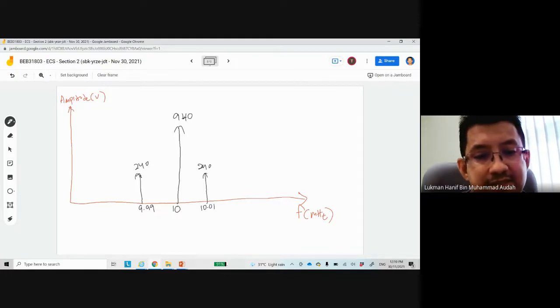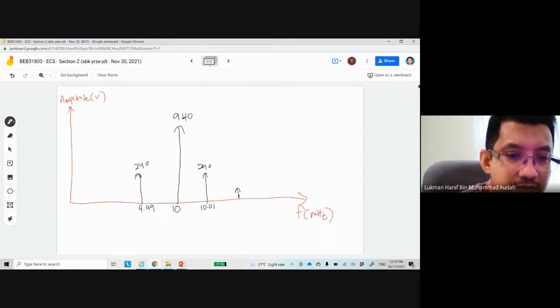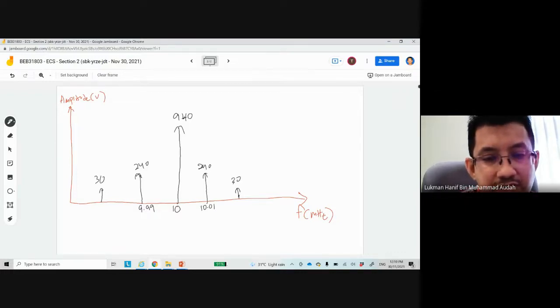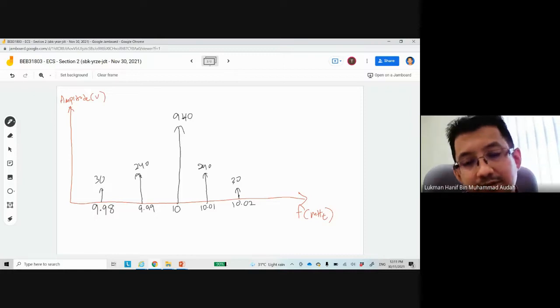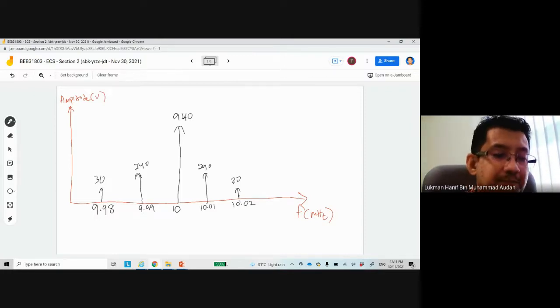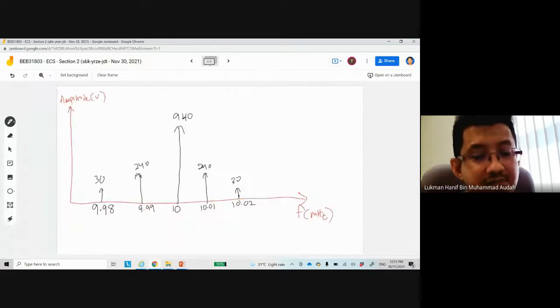And then what? The third sideband is 30. 30 ni kecil, so saya buat kecil lah. Saya agak-agak, dia tinggi dia lebih kurang macam ni lah. So dia sepasang. So this is 30, this is 30. So where is the location? The location is FC plus 2 FM. So this is 10.02. This is 9.98. FC minus 2 FM. Itu kita dah dapat sebenarnya dalam table sebelum ini. Dah ada di sini. Saya just masukkan dalam lukisan sahaja.